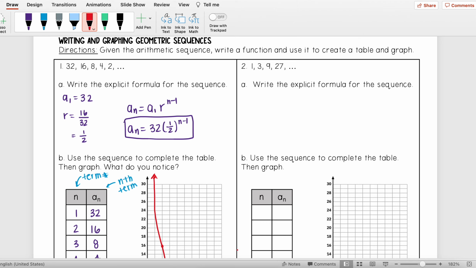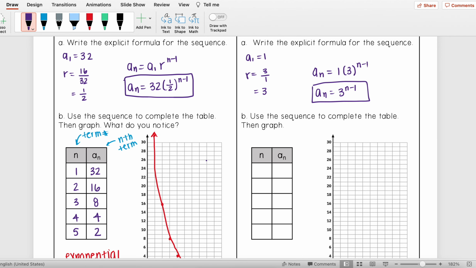Okay, let's go ahead and do one more. So here, my first term is 1. My ratio is going to be my second term divided by my first, which is just 3. So that means that my explicit formula is a_n is equal to a_1, which is 1, times r to the n minus 1. But you can also simplify that to be 3 to the n minus 1. So now I need to fill out my table.